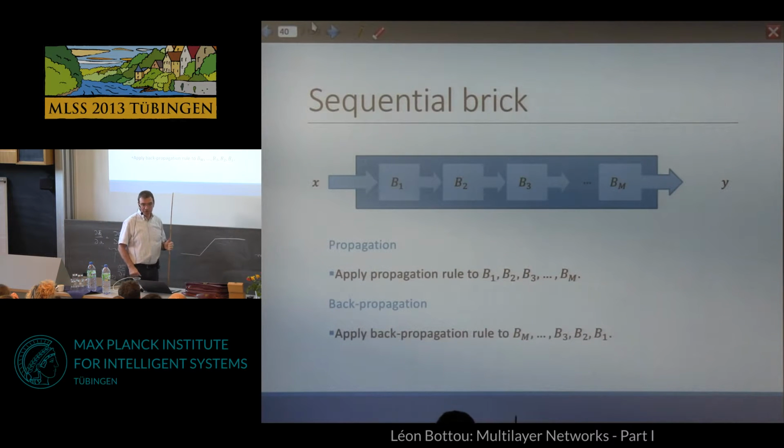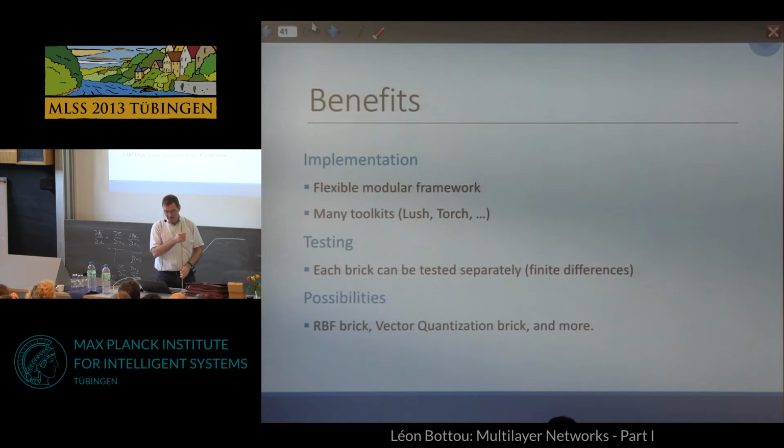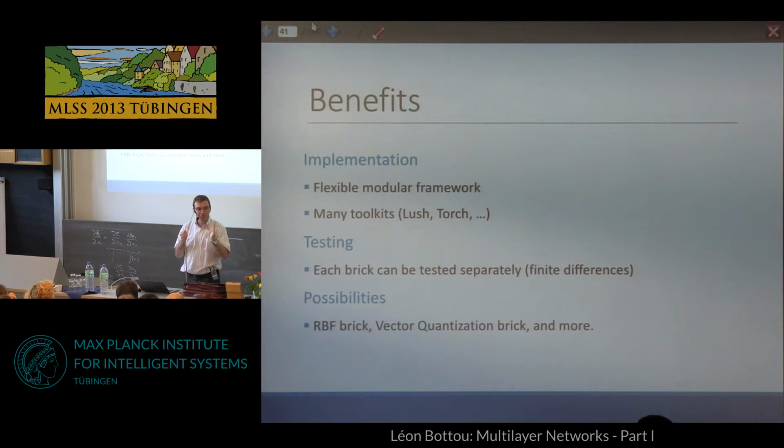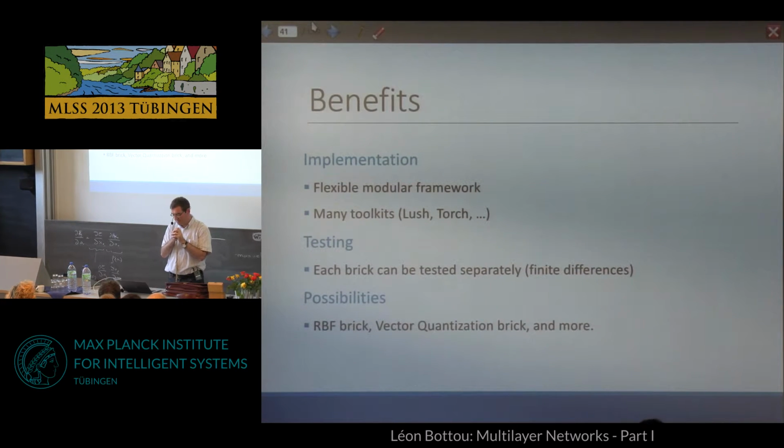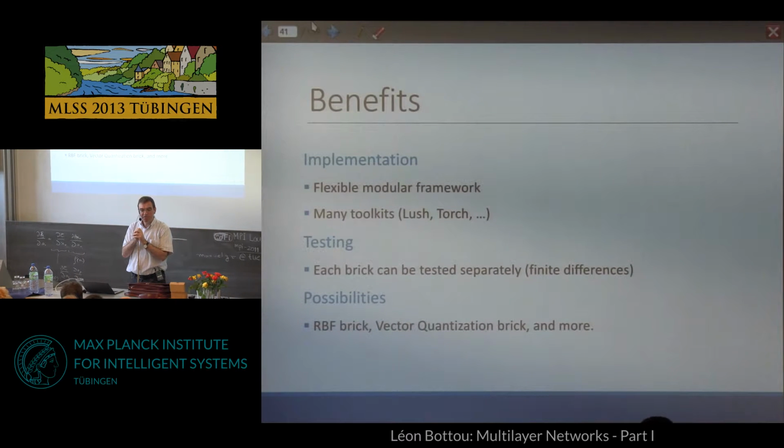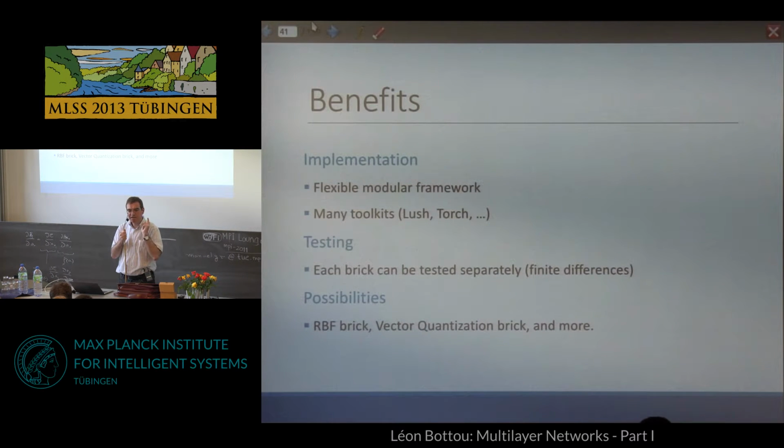So why is it useful to see it that way? Well, implementation-wise, it's flexible, it's modular. Lots of toolkits use this kind of thing. It's convenient. What's important is the testing, because when you run this kind of system, typically it doesn't work. You adjust the parameters of the stochastic gradient, and it still doesn't work, or it works very poorly. It works sort of, but very poorly. And you have to realize that if you compute the gradient wrong, it's still going to sort of work.